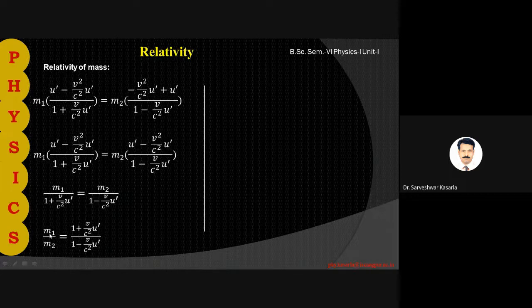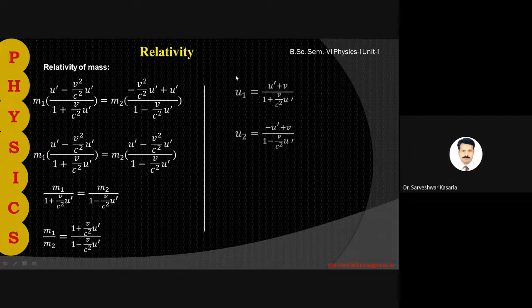So we have now m1 upon m2 is equal to (1 plus v upon c square u dash) upon (1 minus v upon c square u dash). You just remember that. This is the expression we have found after applying the law of conservation of momentum. That means momentum before collision is equal to momentum after collision.